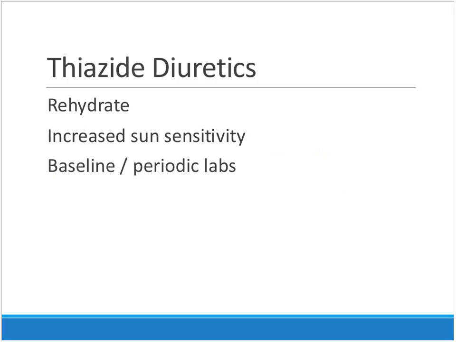So we need to counsel these patients to make sure that they're using adequate sunscreen while they're getting out, doing work in the yard or whatever they plan on doing. And last, since these medications can cause some electrolyte imbalance, we want to try to get some baseline and periodic labs to make sure that we aren't causing any major issues with their electrolytes.